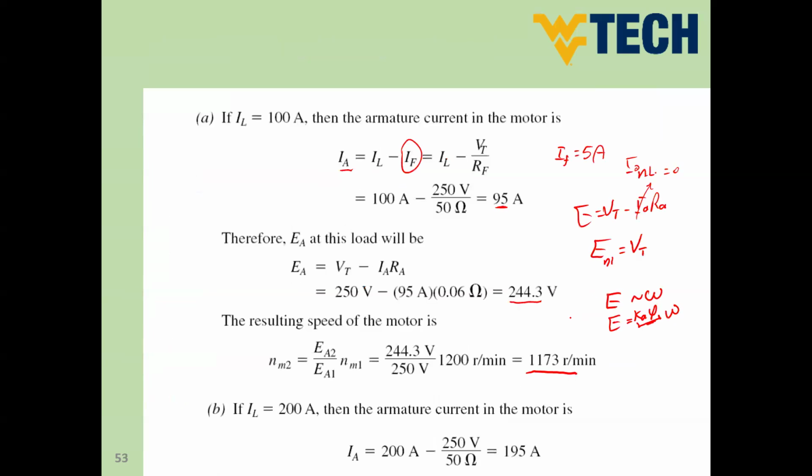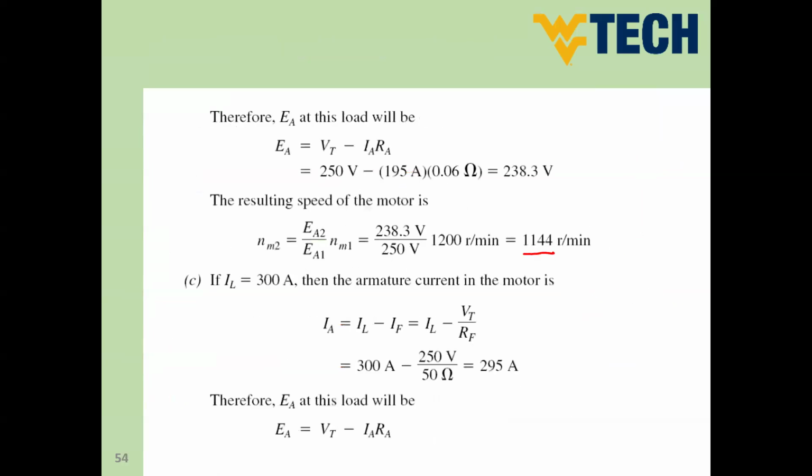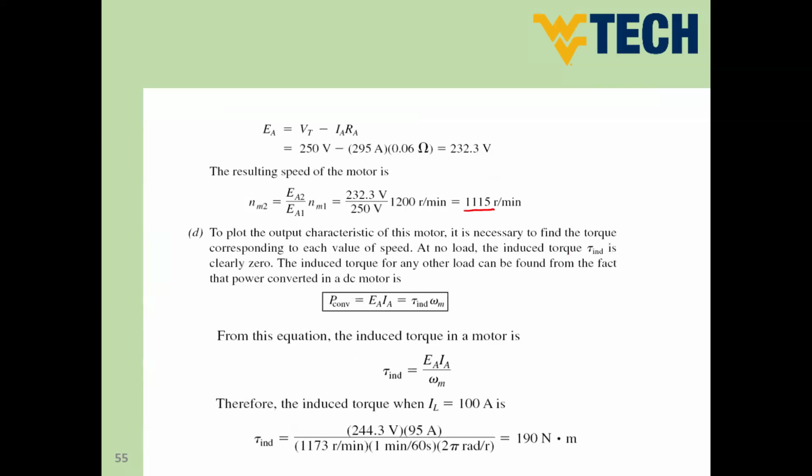So let's see, guys, how can we do that? So firstly, we can get the power and compare between the electrical and mechanical power. So you know that the converted power, EA, IA equals torque or induced torque times motor speed. So you can say that the induced torque equals EA times IA divided omega M.